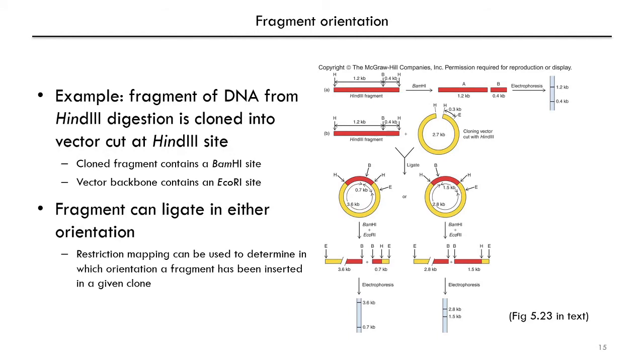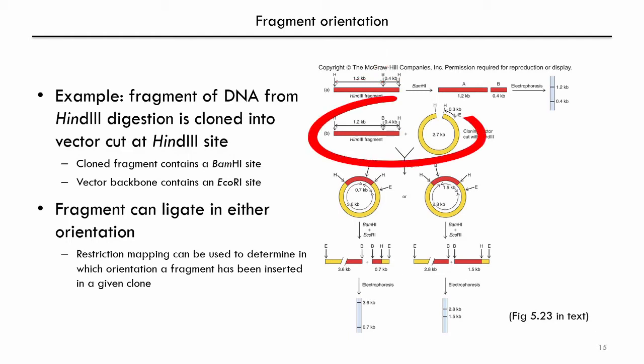In this example from your textbook, you have a fragment of DNA cut with HindIII that you want to clone into your vector that has been cut with the same enzyme. You also know that your vector has another restriction site here called EcoRI. You know that the distance between HindIII and EcoRI sites on the vector is 0.3 kb. In this example, the DNA fragment that you want to clone has another restriction site here, BamHI, which is closer to one end, 0.4 kb, than the other, 1.2 kb.